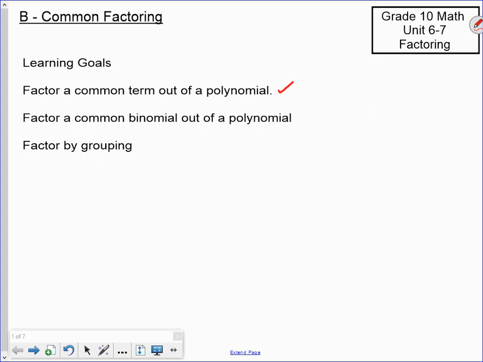We want to be able to factor a common binomial out of a polynomial, and we want to be able to factor by grouping. And these last two, well, factoring a common binomial is going to lead us into factoring by grouping, and factoring by grouping is going to become important later when we are factoring what we call harder trinomials. Trinomials has an N in it. Okay, and we're going to be doing that in the lesson for section E, so a little ways down the road.